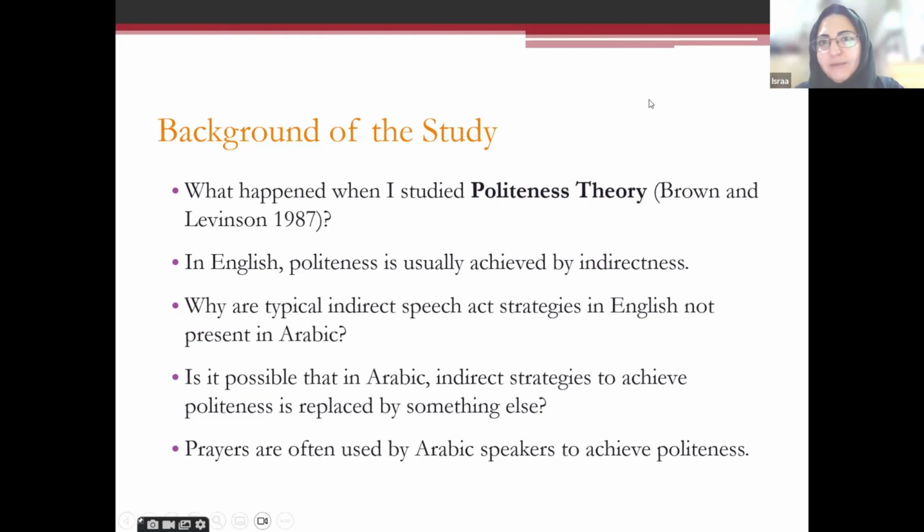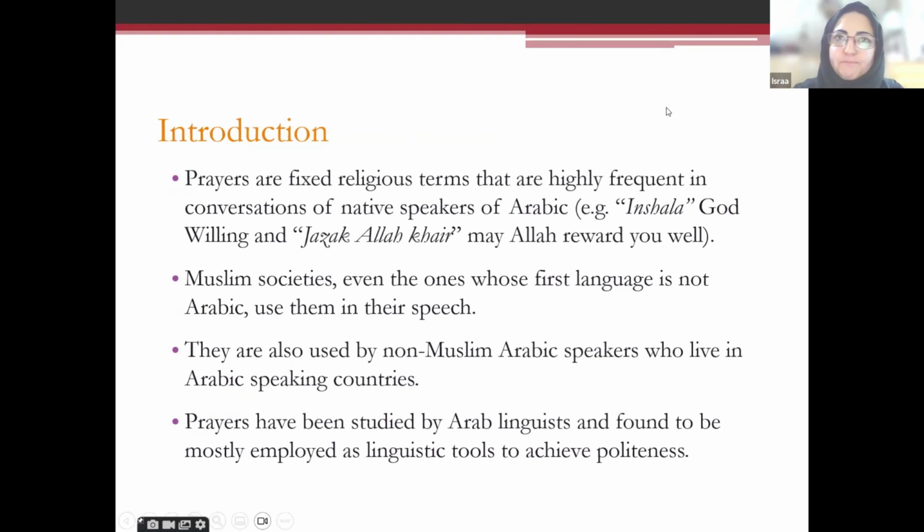So first of all, let's know something about prayers, like what are prayers? Prayers are Allah invocations or God invocations that are fixed religious terms, which are highly frequent and multifunctional in casual and informal conversations among native speakers of Arabic. For example, inshallah, that's a bit well known, God willing. Also, Jazakallah khair, may Allah reward you well. Muslim societies, even the ones whose first language is not Arabic, use them in their everyday speech. They're also found to be used by non-Muslim native Arabic speakers who live in Arabic-speaking countries.